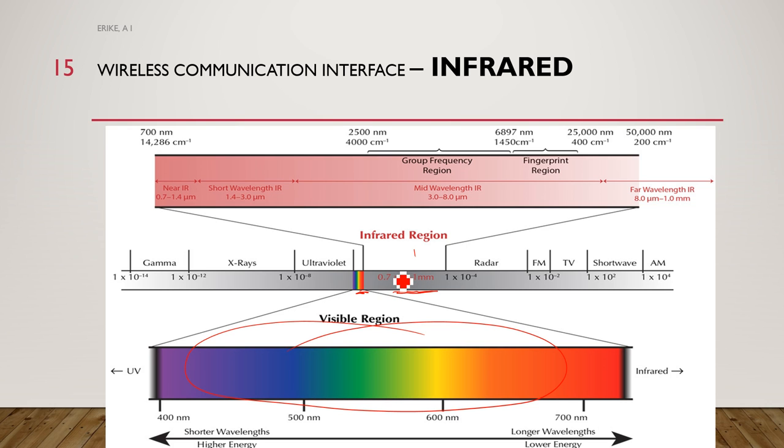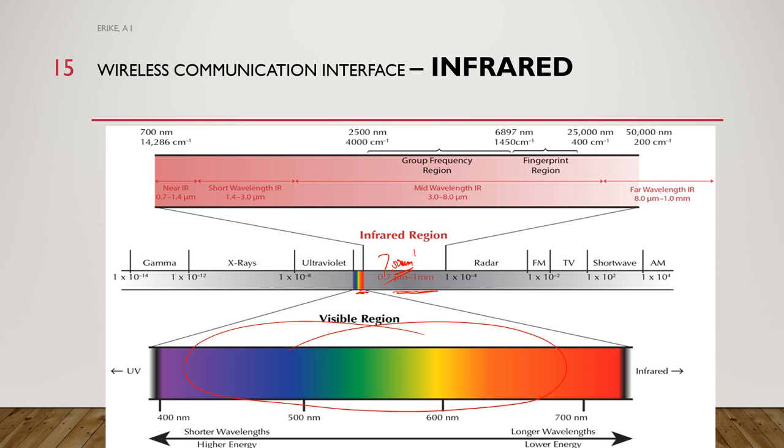Okay, this is the visible light region, and this thing is supposed to be 0.7, is it nanometer or micrometer? It is supposed to be 0.7 micrometers, that is 700 nanometers. Okay, so that is it.